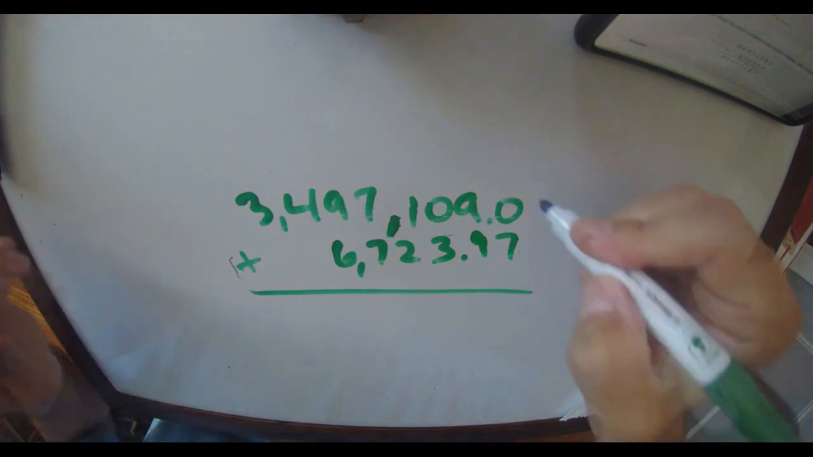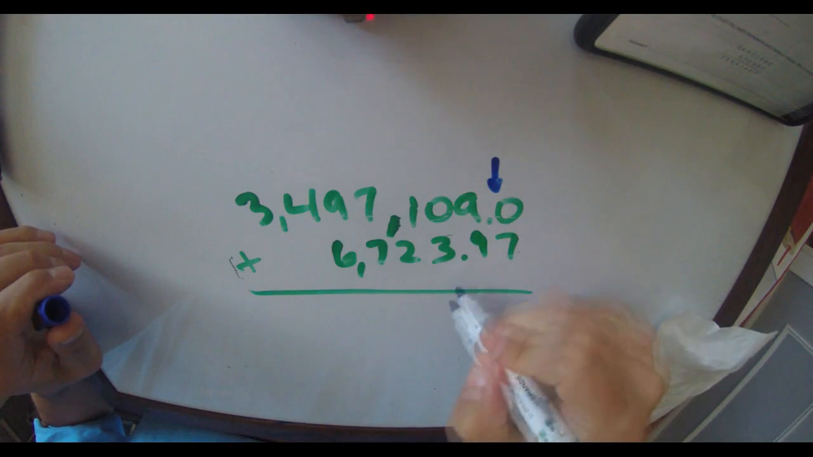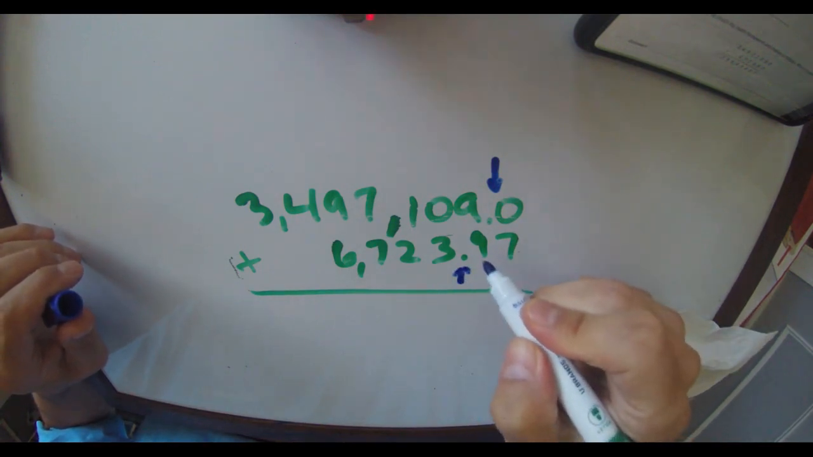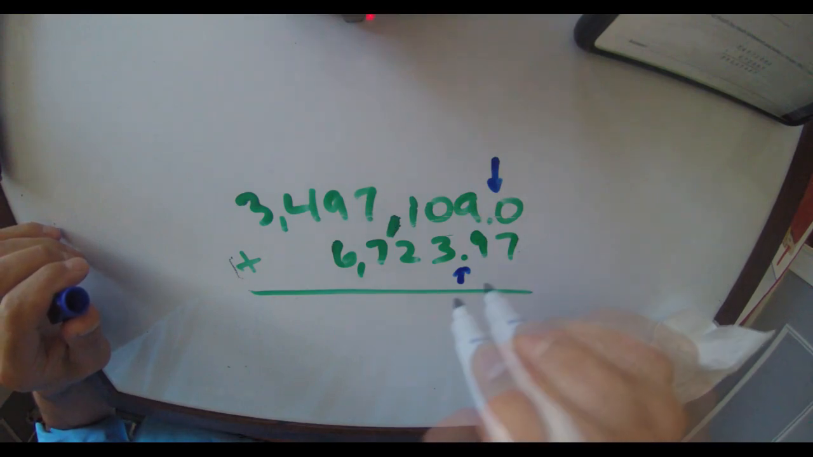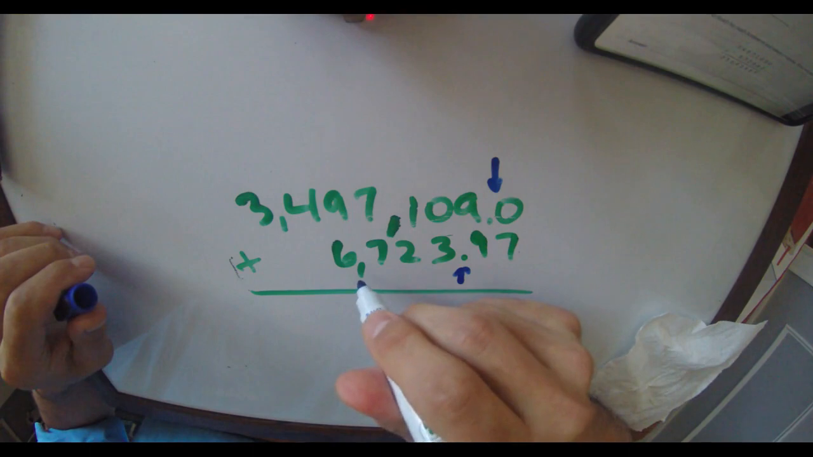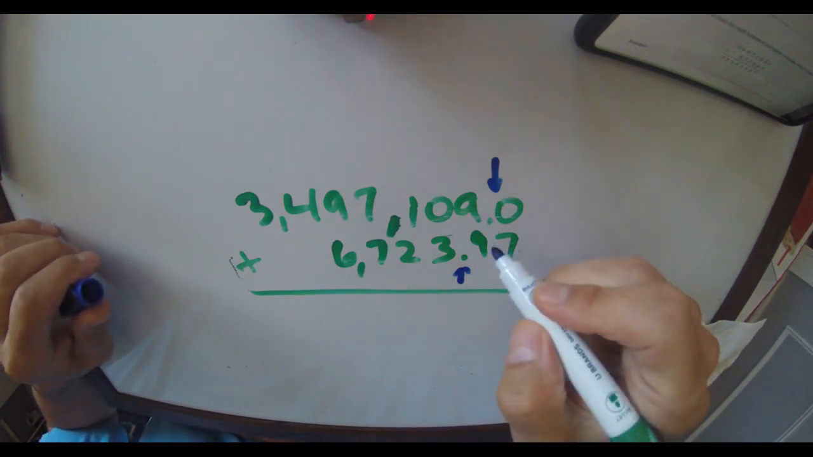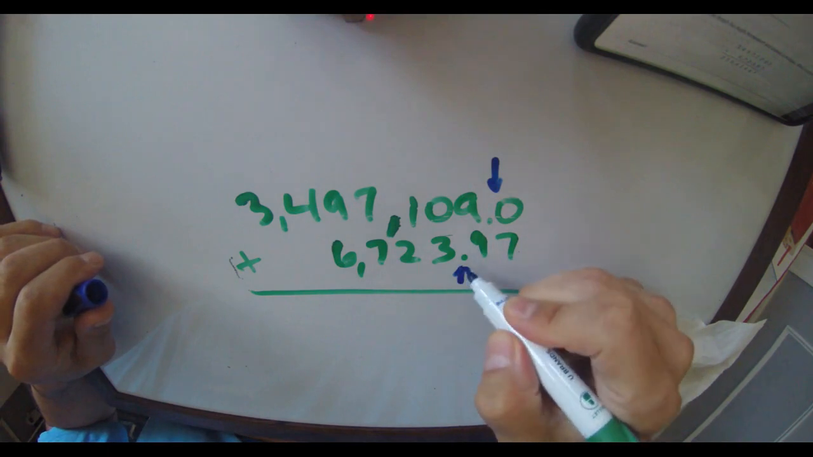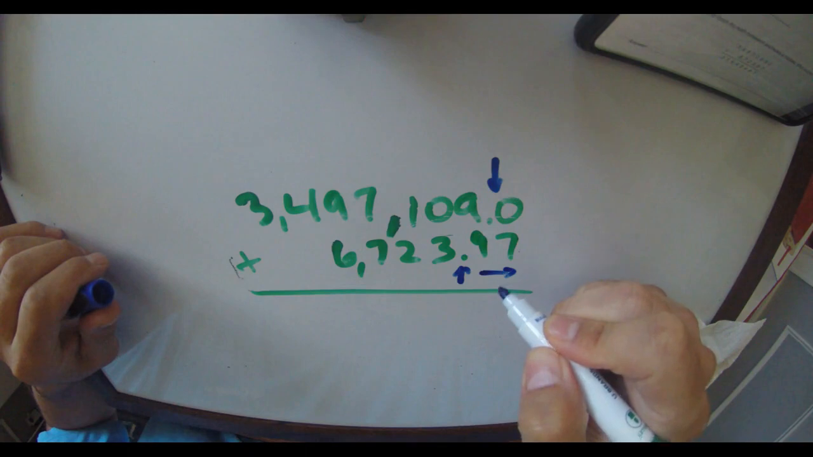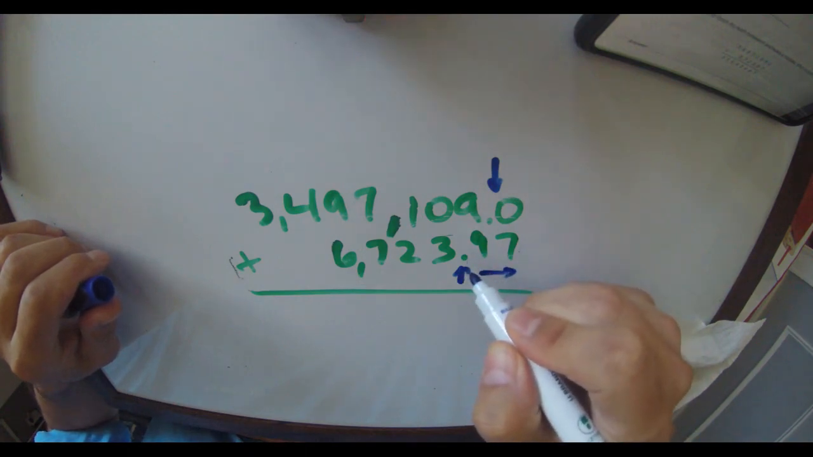Two things to point out. The decimal point on this one is here. The decimal point on this one is here. Decimal points need to line up. They can't be like that. So this number needs to move over to line up with the decimal point. And the comma, which represents the thousands, needs to be lined up too. So this needs to be moved over this way. Does that make sense? So the decimal point needs to line up. It needs to be moved over one digit.